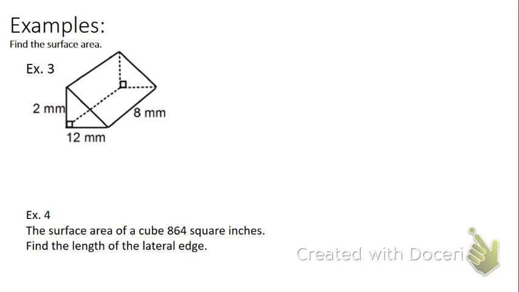Okay, so we have a triangular prism here. So I have a right triangle here. Do you notice that we don't know this side here? Are we going to need to know that? So what can we do, Hannah? So we get to use our 2 squared plus 12 squared equals c squared to find that length.